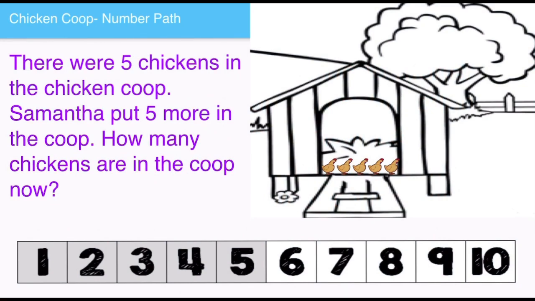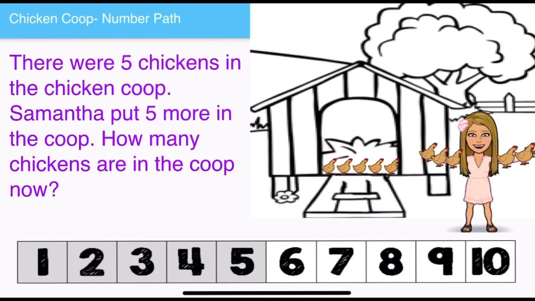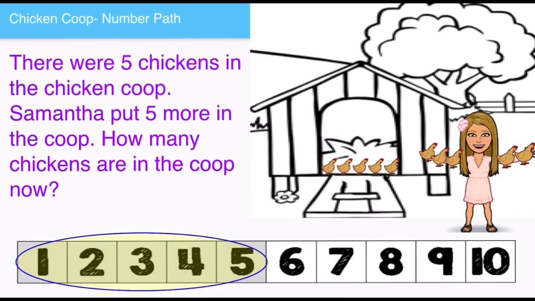For our first problem today, friends, there were 5 chickens in the chicken coop. Samantha put 5 more in the coop. How many chickens are in the coop now? Well, first we have to go back to our problem, friends, and we have to think, how many chickens did we start with? Let's look at our first sentence. It says 5 chickens in the chicken coop. So I want you to put down 5 counters to start off with. And while you're doing that, I'm going to circle numbers 1 through 5 on my number path to represent 5 chickens. Okay, I'm going to give you a second to put your 5 counters down. Go ahead.